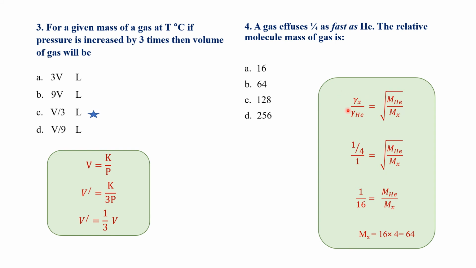So the rate of diffusion of X is given, that is 1 by 4. So we will put for helium as 1. So again squaring the whole equation, the square root will cancel out, and squaring this side, we will get 1 by 16. Again cross multiplying, mX, that is mass of unknown gas, is equal to 16 multiplied by mass of helium, that is 4. It is equal to 64 gram. So 64 gram is the answer.